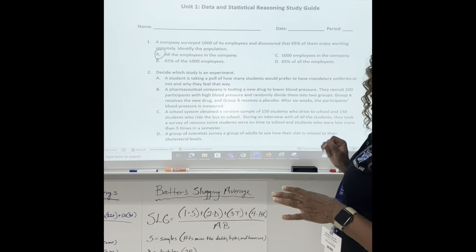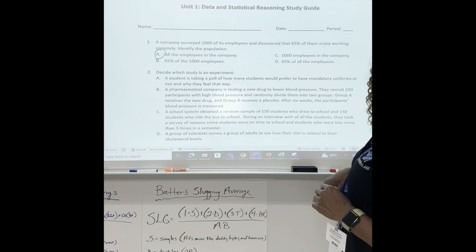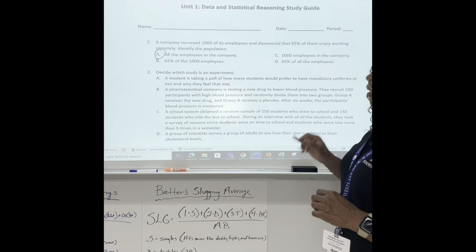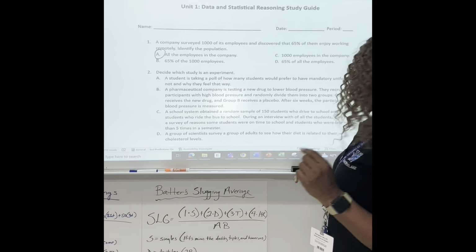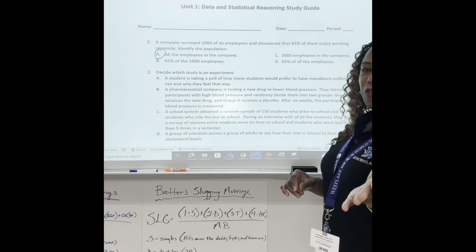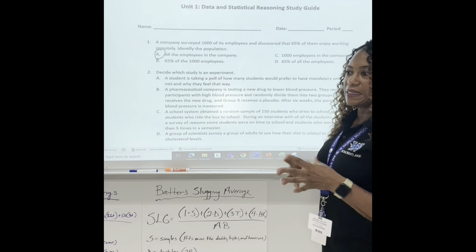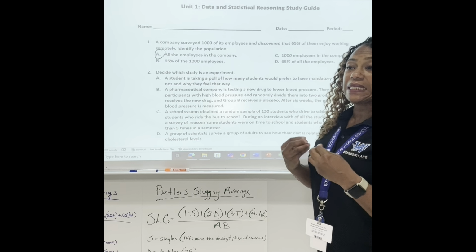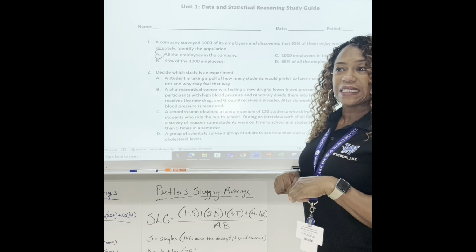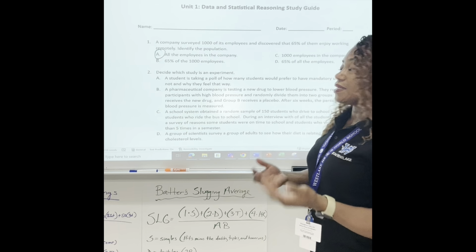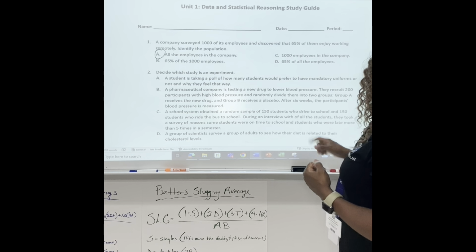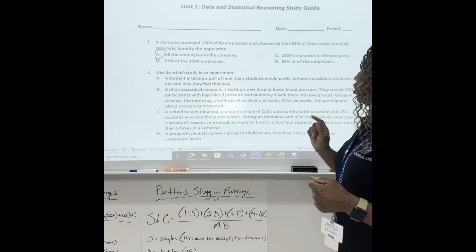B, a pharmaceutical company is testing a new drug to lower blood pressure. They recruit 200 participants with high blood pressure and randomly divide them into two groups. Group A gets the new drug, Group B gets a placebo. We talked about a placebo being sort of like a sugar pill, something that actually doesn't have any active ingredients in it, but we're led to believe that it does. Let's see, after 6 weeks, the participants' blood pressure is measured.